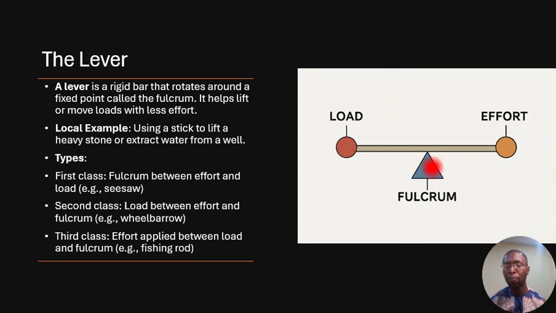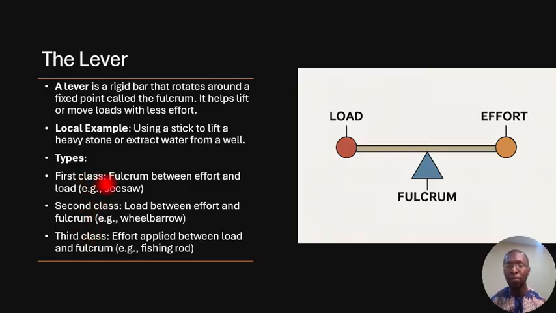The point where it is rotating is called the fulcrum. There is a load at one end and at the other side force is applied, or what we call effort. That makes it a machine. Examples are the seesaw and also the wheelbarrow. The wheelbarrow is another example of a lever. But levers are classified into 3 classes: the first class, the second class, and the third class.